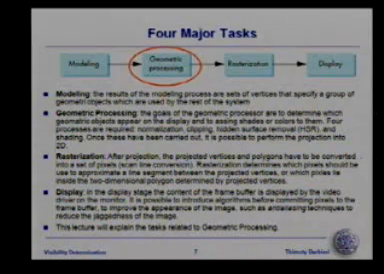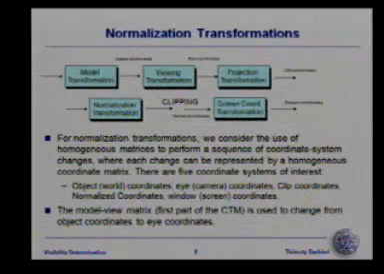After projection, you have rasterization. Rasterization is when you convert the polygons into pixels. That is also called scan line conversion. And then you display. You do not do it, it's your driver and your video board that does the display. Yes? No. Okay.